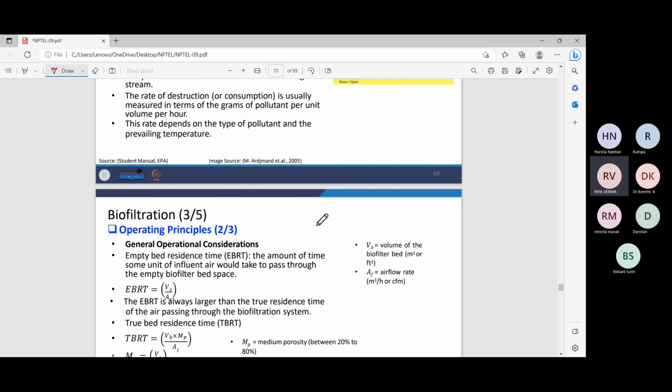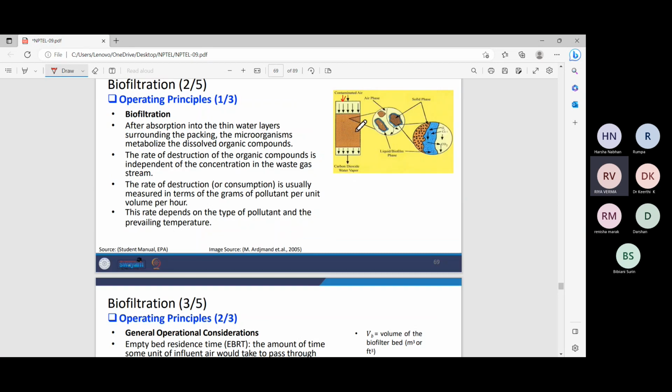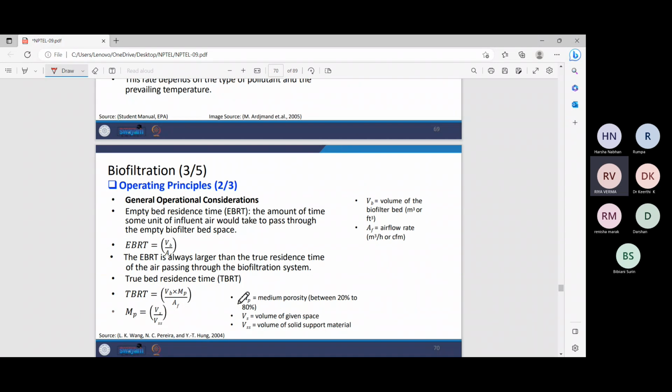So there are some terms that are involved. First is your empty bed residence time, EBRT. It is the amount of time some unit of influent air would take to pass through the empty biofilter bed space when there are no particles trapped onto this bed space. Then how much time will this air take to travel from the initial point to the outlet point? That is your EBRT, and it is always greater than the true residence time.